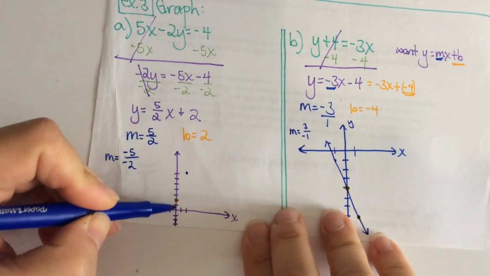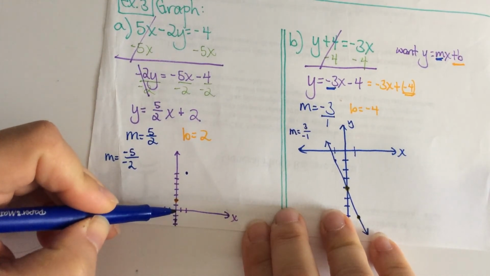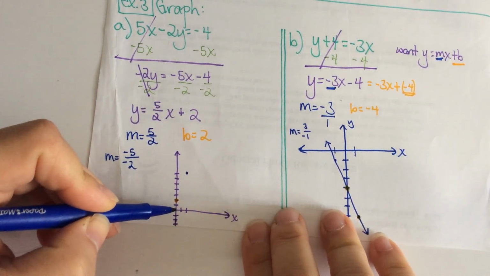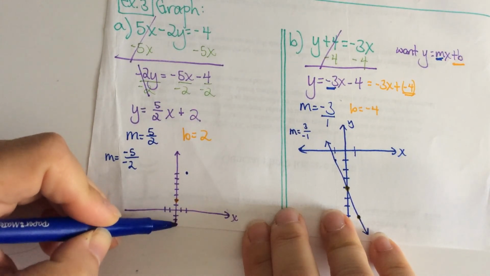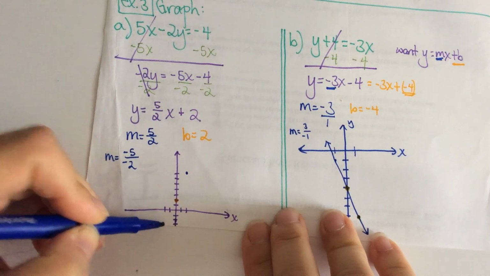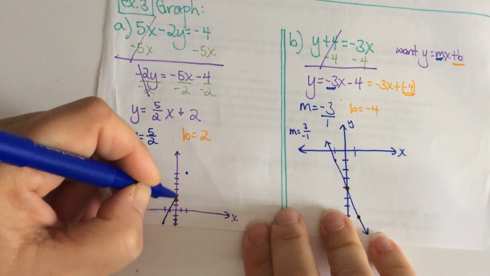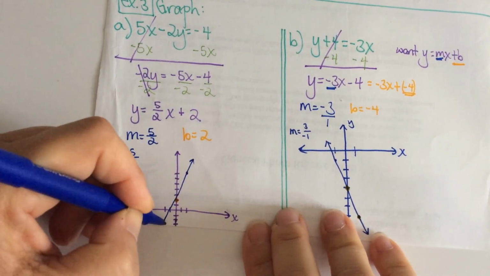From the y-intercept, 1, 2, 3. Don't forget to count the origin right there. That does count as a unit. So 1, 2, 3, 4, 5, and left 2 right there. And then my line looks like that.